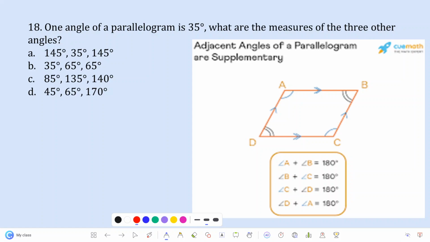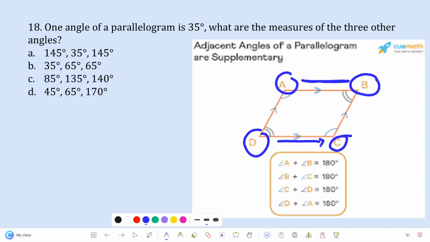Ano ba ang mga properties ng parallelogram? Ang sabi dito, adjacent angles of a parallelogram are supplementary. Pero alin ba dito ang adjacent? Ang adjacent dito ay itong A is adjacent to B at ang A din is adjacent to D. So ito po, angle A and B are supplementary. Angle A and D are also supplementary. Angle B and C are also supplementary.